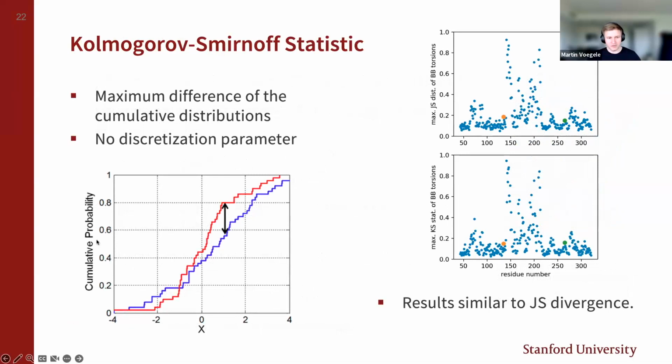You calculate the cumulative probability across those features and then use the maximum difference. So you do not need any discretization parameter. So you can, for example, also use this to compare it to the Jensen-Shannon divergence. And here for our example, which is a G protein coupled receptor, you can see that for the standard values of the discretization parameter, the results are pretty similar. So you can almost use those interchangeably.